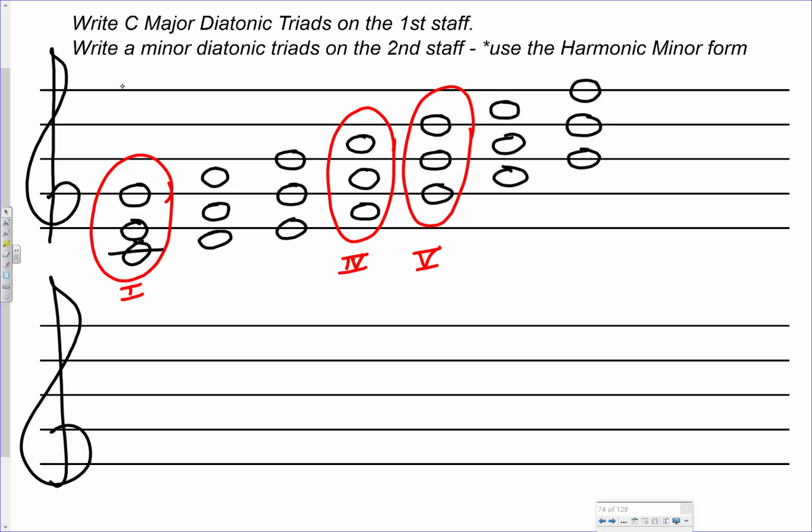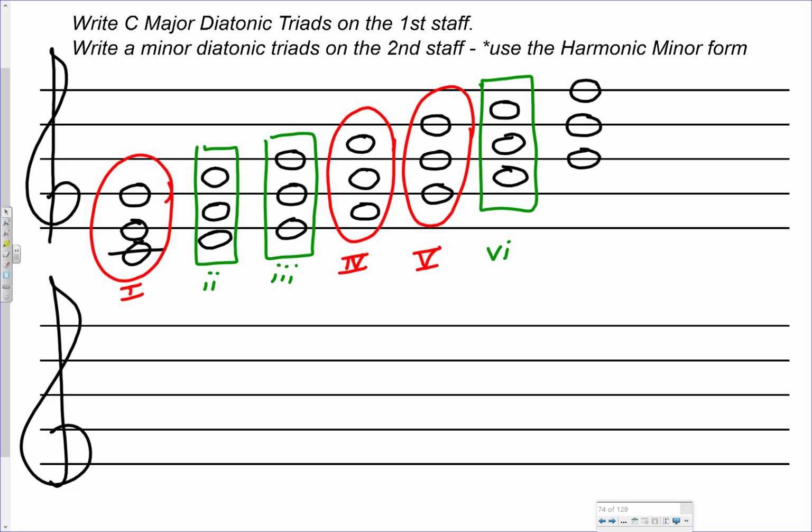Let's box our secondary triads. That's the 2, it's minor. That's the 3, it's also minor. That's the 6, it's minor as well. Let's bubble around our diminished triad, which is lowercase VII with the diminished circle.